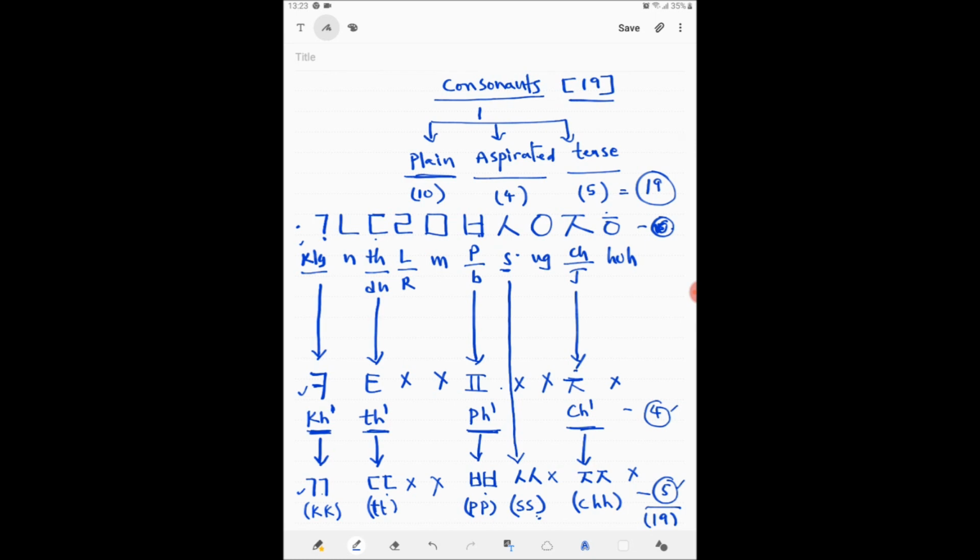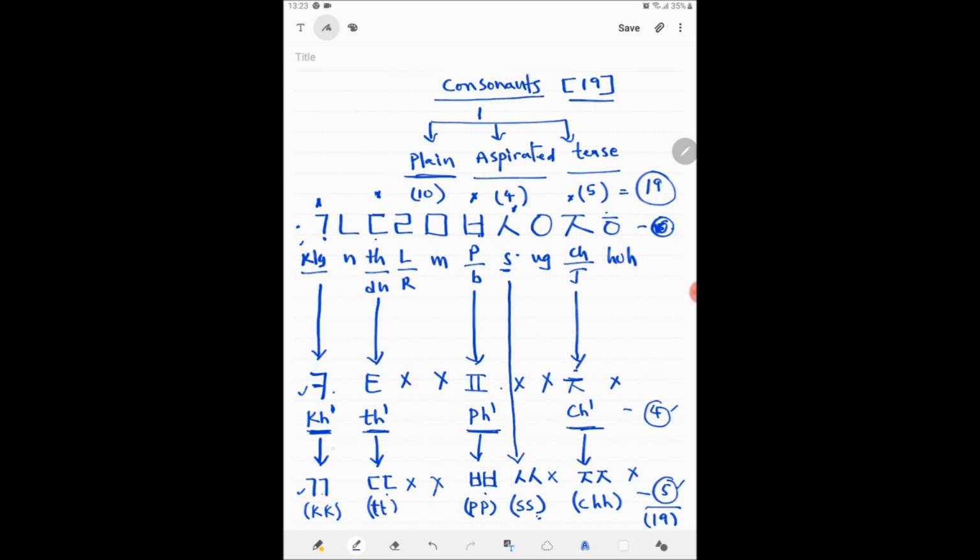It's easy to learn, and here is a better comparison of the sound values between plain, aspirated and tense consonants. Remember, plain consonants are soft spoken. Among them, some are dual sounds: k, th, p, s, and ch. For some of these dual sounds, you have aspirated versions. The four aspirated sounds are k', th', p', and ch'.